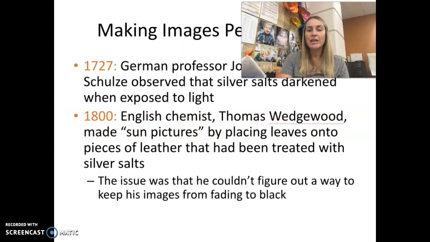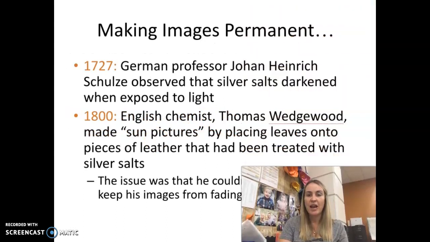In 1727, a German professor by the name of Johann Heinrich Schulze made an observation in his experiments that silver salts, which was literally a combination of silver and salt, would darken when they were exposed to light. I imagine kind of this rock, right? This salty, silvery looking rock. And when it would go out into the sunlight, he noticed that it would darken to black. He didn't do anything with it. He just noted it in his journal.